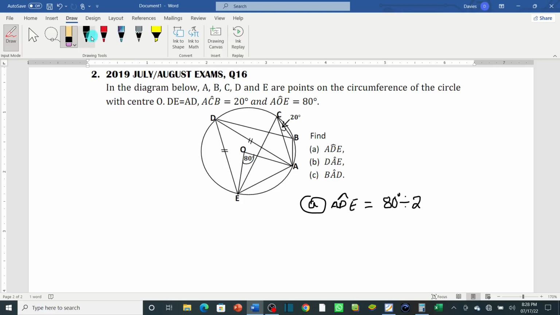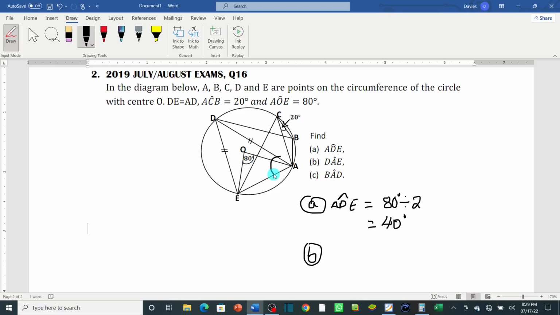Then, which means that when you divide this one, you find that you get your angle as 40 degrees. Then you go to B, DAE. So which one? D, A, E. So they want us to find this angle here.